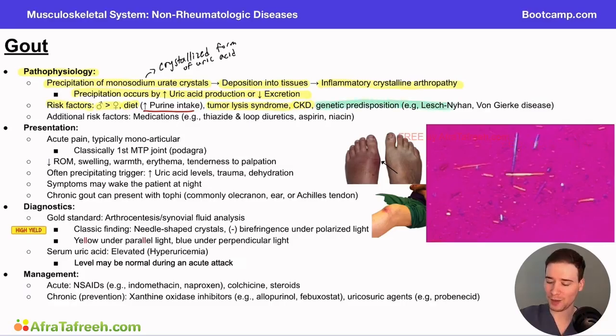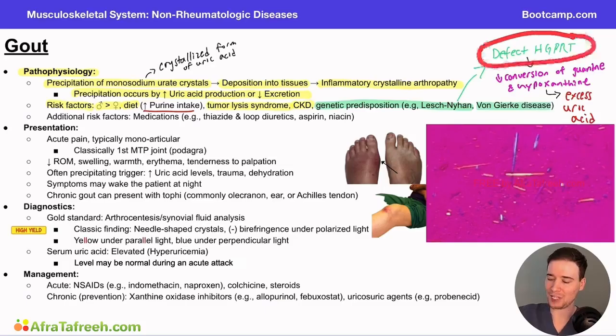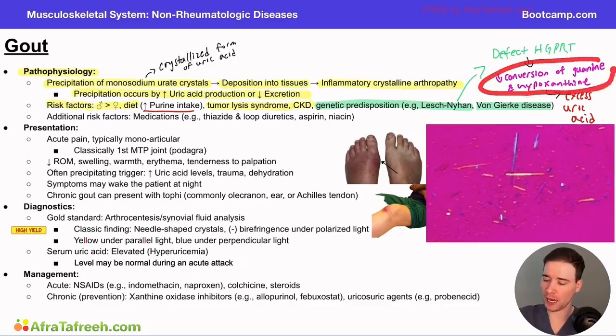A very classic one they ask you about is Lesch-Nyhan syndrome. Less commonly, they'll ask you about a glycogen storage disease as well. So what's going on in Lesch-Nyhan syndrome? Remember, we have a defect in the HGPRT enzyme, which decreases the conversion of guanine to GMP and hypoxanthine into IMP. And what happens there? Well, downstream, this leads to increase or excess uric acid and increased de novo purine synthesis. So defect in this enzyme can lead to higher uric acid levels in the body. Now, some additional risk factors include a variety of different medications.